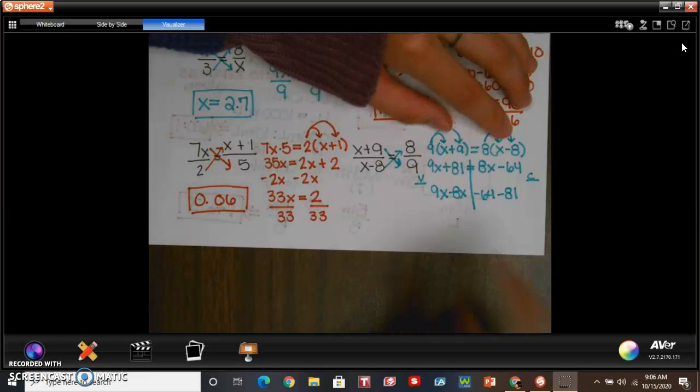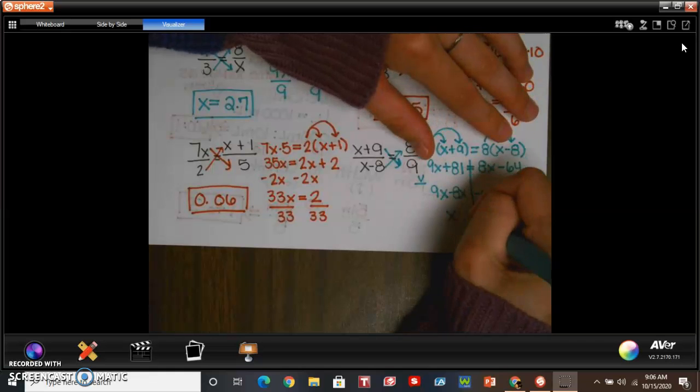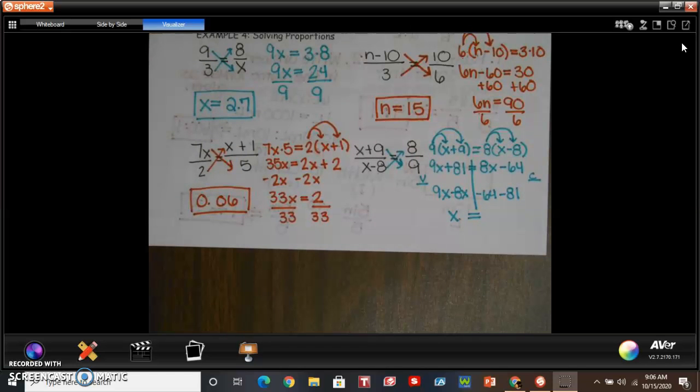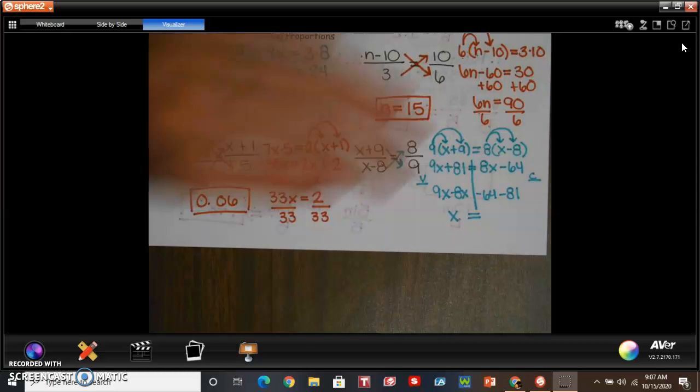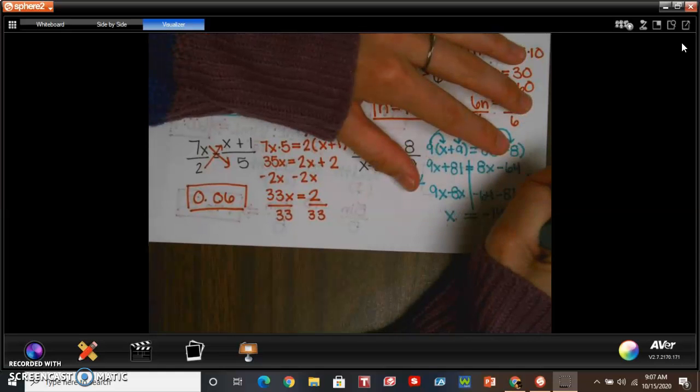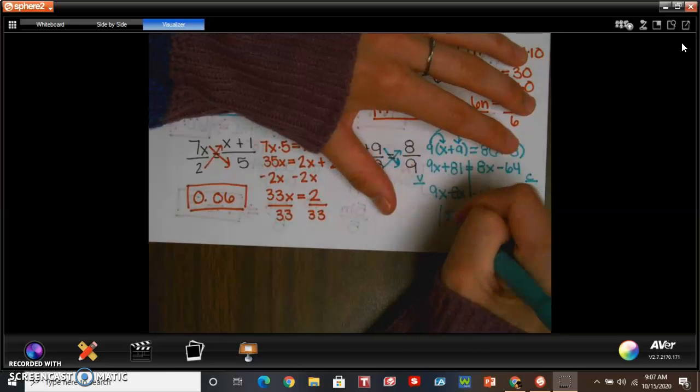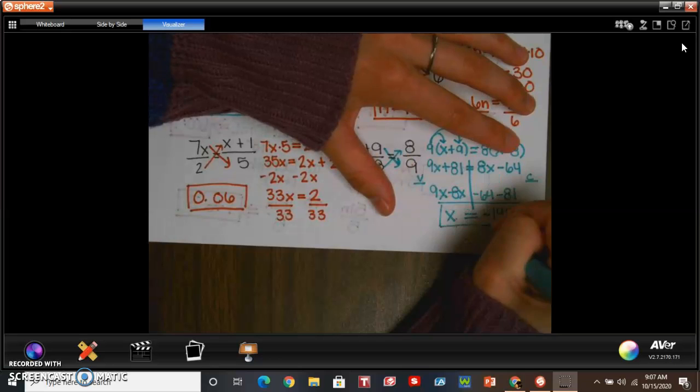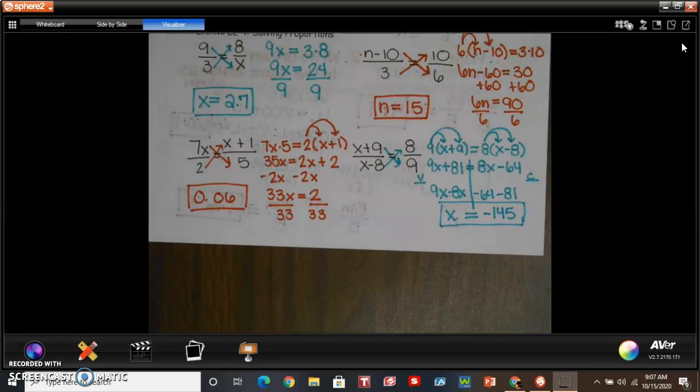So 9x minus 8x is just x equals, and then please use a calculator if you struggle with your negatives. Negative 64 minus 81 gives us negative 145. You will have 3 questions like this on your homework, okay? Again, all of these are multiple choice, okay?